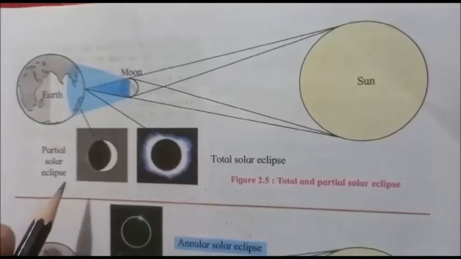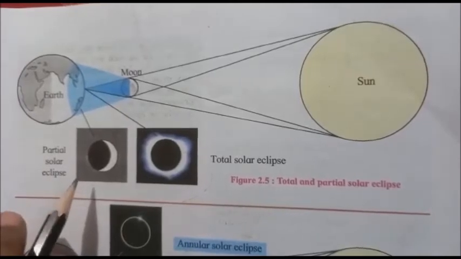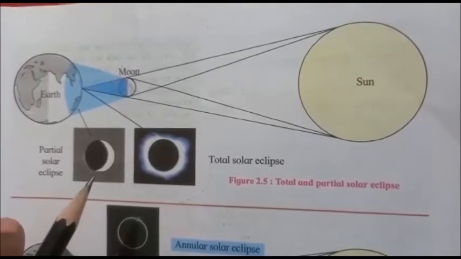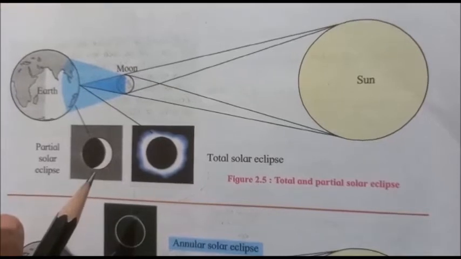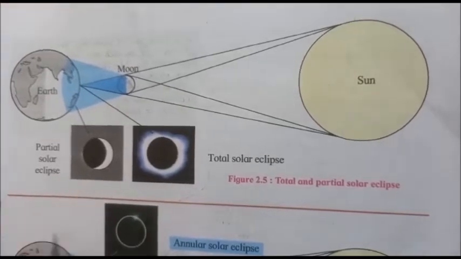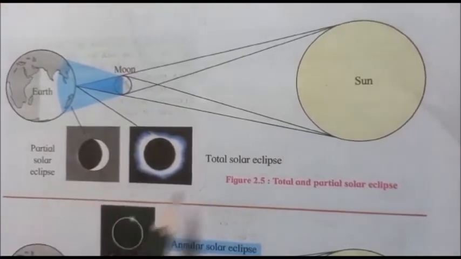Sometimes on a new moon day or full moon day, the three fall in one line and are in the same plane. Eclipses occur on such occasions. So students, eclipses can be solar as well as lunar. Now let us first learn about the solar eclipse. You can see the image here.